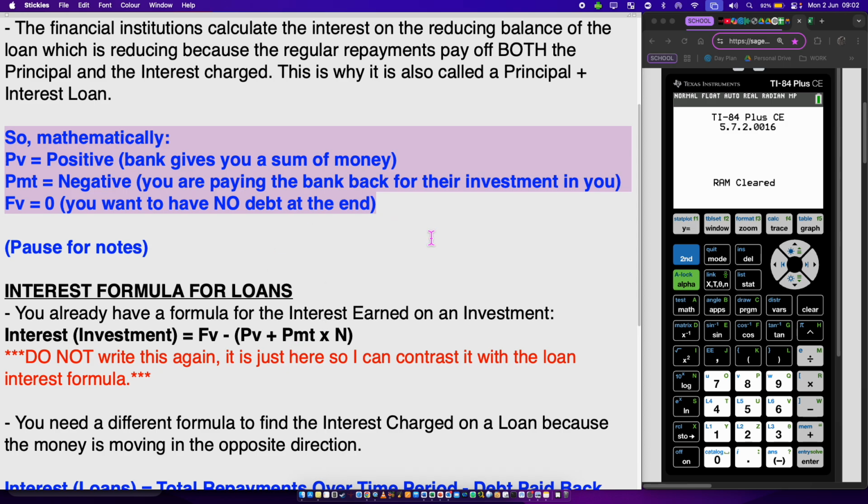At the end of a loan, do you want to owe the bank anything? So FV is going to be 0, okay? You want to have no debt at the end. So pause for notes here. Mathematically, if you look on TVM Solver, PV is going to be positive for a loan, PMT is going to be negative, FV will be 0. A couple of minutes for that.